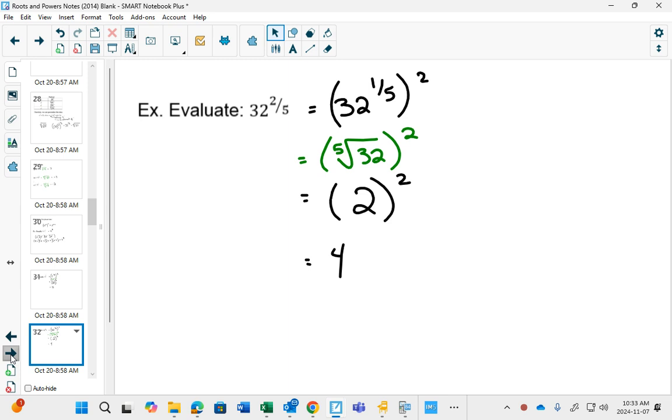Okay. Why is it important to do it this way? Can you see that 1/5 times 2 is the same as 2 times 1/5? This is not recommended though.